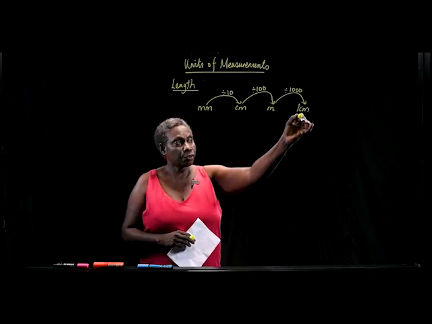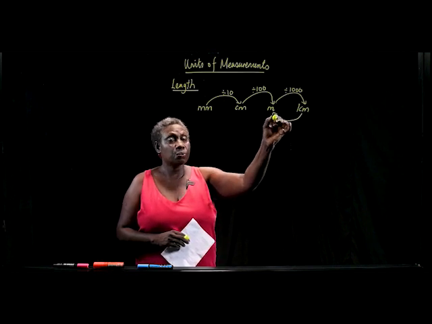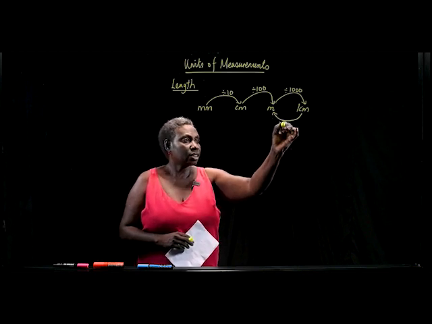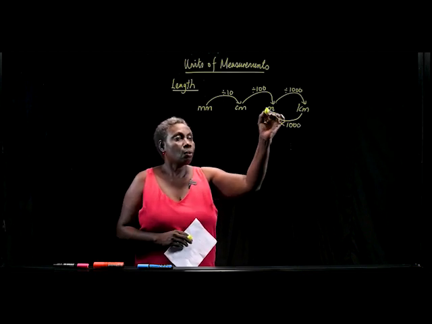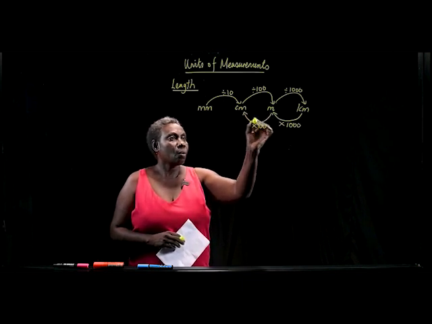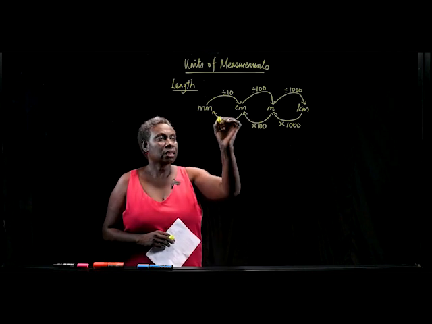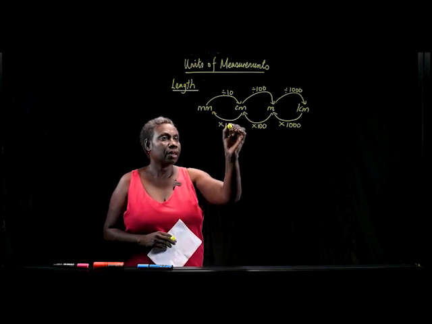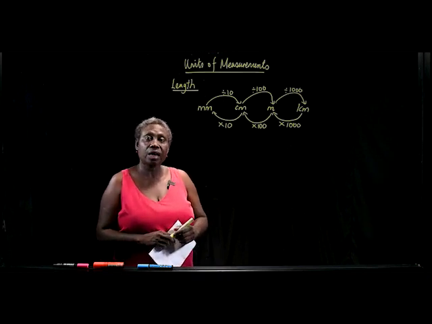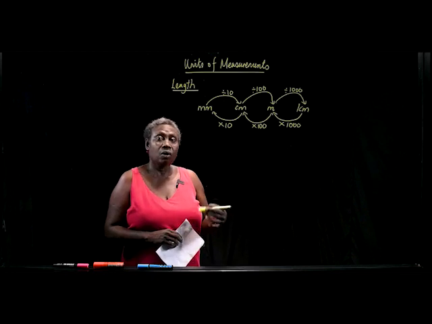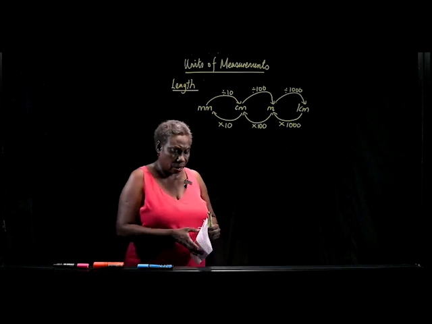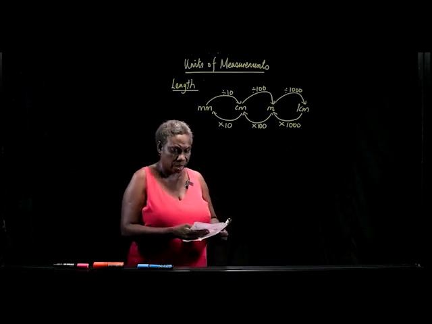Now, to convert from a larger unit to a smaller unit, we multiply by the same power of 10. From kilometers to meters, we multiply by 1,000. From meters to centimeters, we multiply by 100. And from centimeters to millimeters, we multiply by 10. Now, we are only concentrating on the conversion of units for length. Now, we are going to look at how to convert from one unit to another.